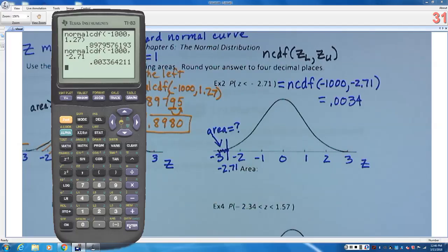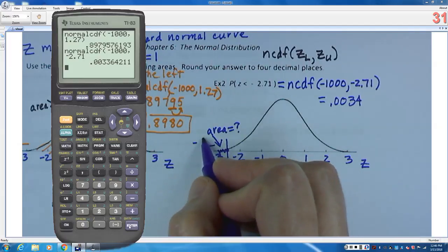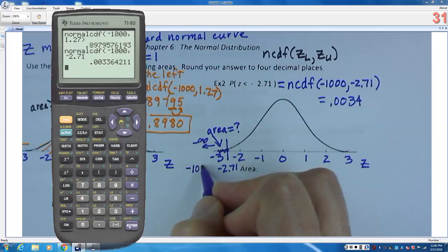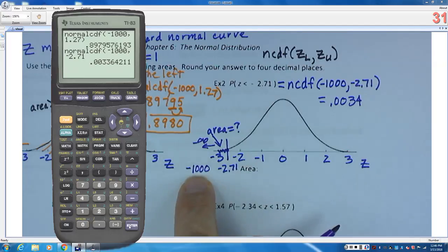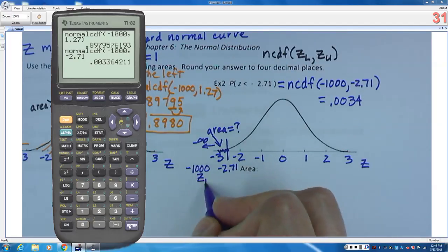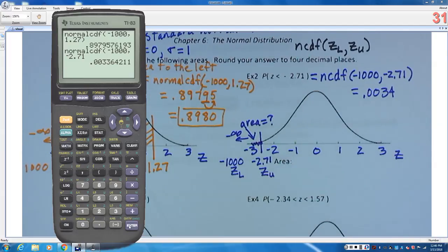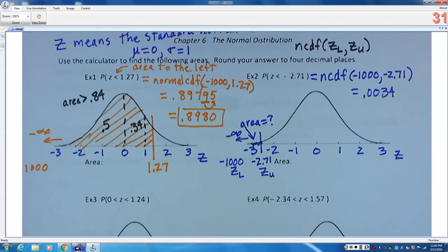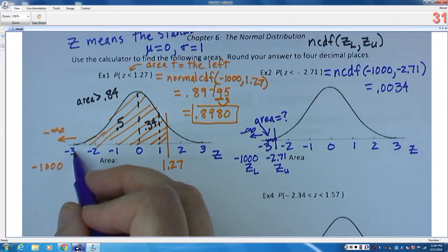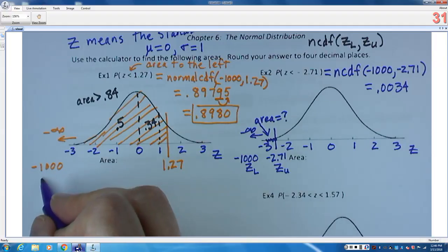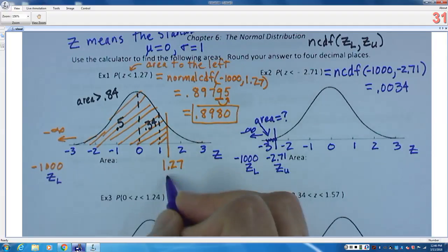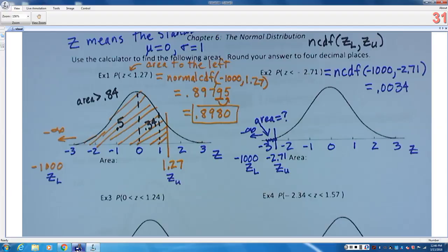It does help. Some people need to draw minus infinity and put a large negative number here, like negative 1,000. This is your lower limit. This is your upper limit. If you think you're going to be tempted to put negative 3 for a lower limit, that's not right. That's how you do it in the calculator. And when you're doing less than, you'll always have negative 1,000 or negative infinity for a lower boundary.